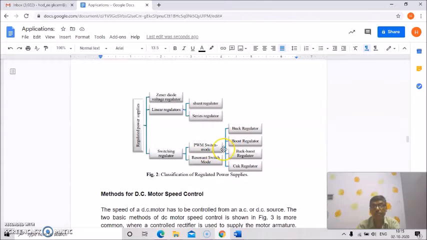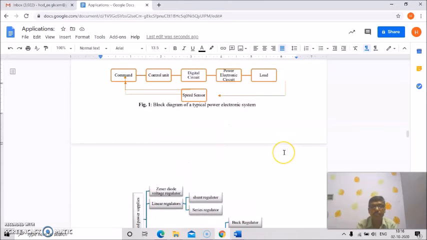And in PWM switch mode, we have discussed the buck regulator, boost regulator, buck-boost regulator, and Cuk regulator. So these portions, what we have discussed so far, are being summarized, particularly the regulated power supply portions, as well as how power electronic systems operate. This we discussed at the very beginning.